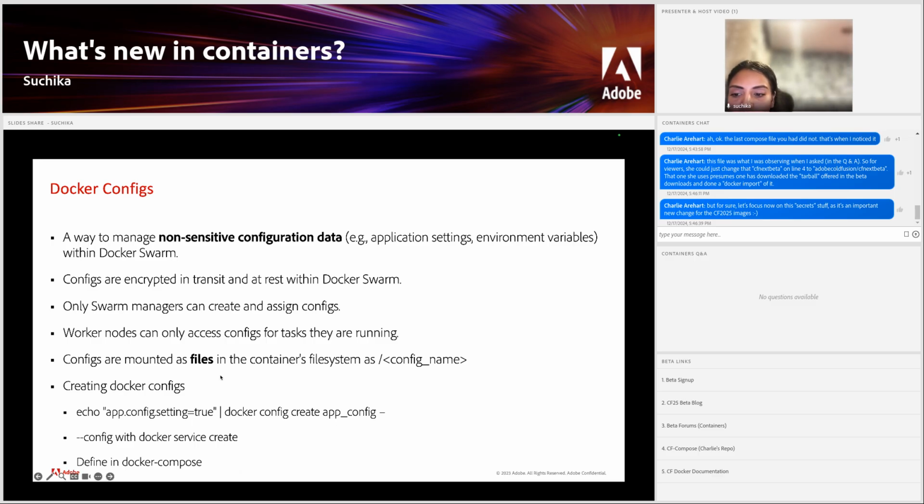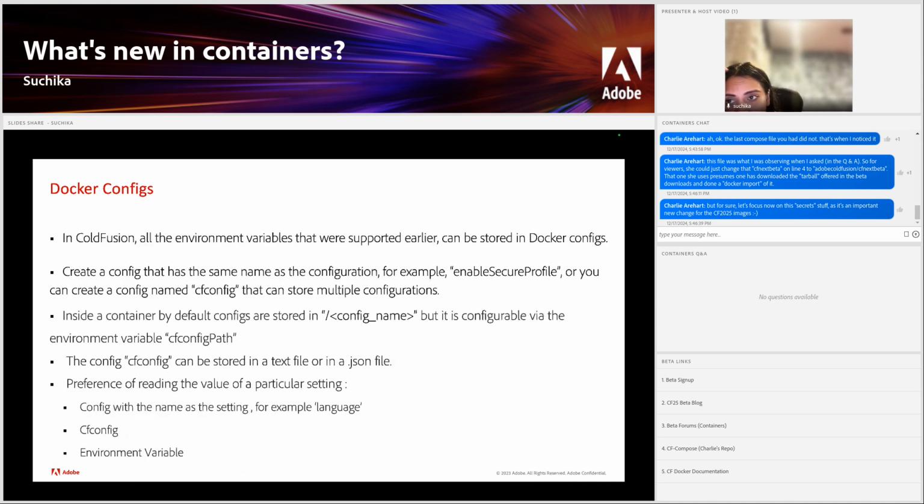Now, how can you create Docker configs? Very simple. Similarly to Docker secret, you can create it using the docker config create command, and then define the name of the config, and you create the Docker config. You can also create configs with the docker service create command. So you can just say docker service create and then --config, which would help you to create configs. Or you can define them in your Docker Compose file and choose to read the Docker config from any file which is present in your local file system. So this is how you create Docker configs.